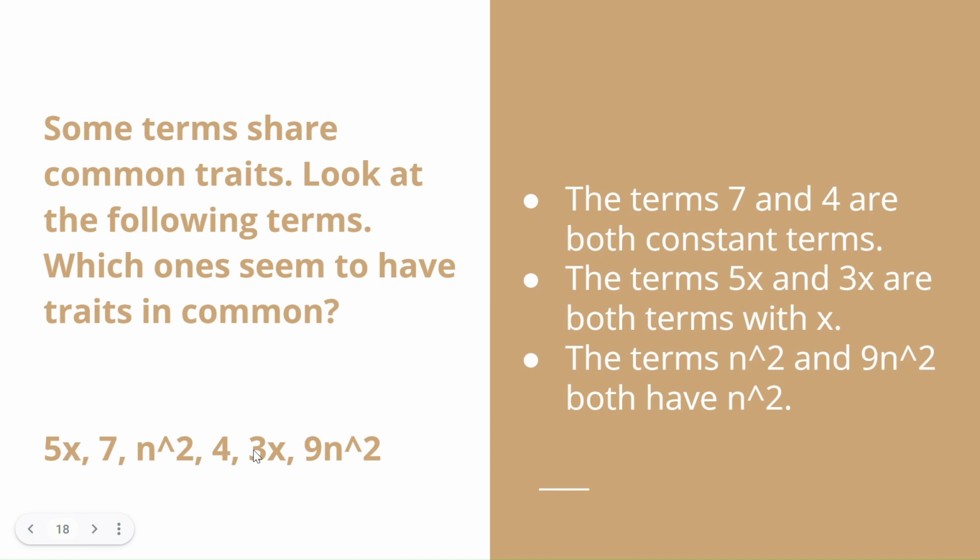Like 7 and 4, they are both constants. 5x and 3x are both variables with only one x. And n to the power of 2 and 9n to the power of 2 both have n to the power of 2.